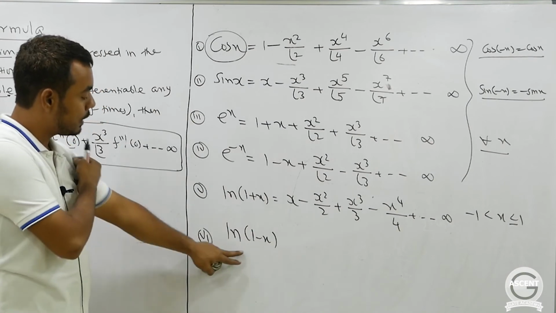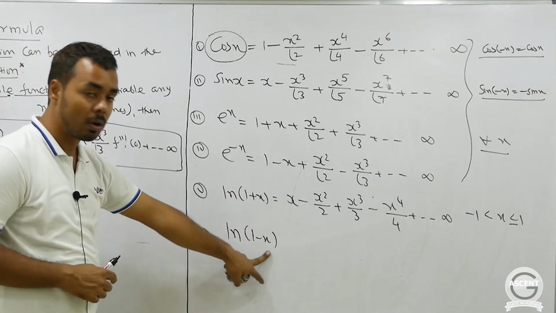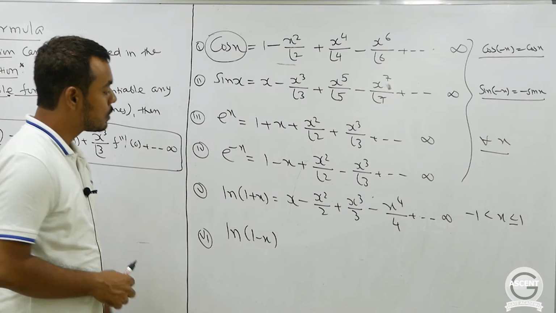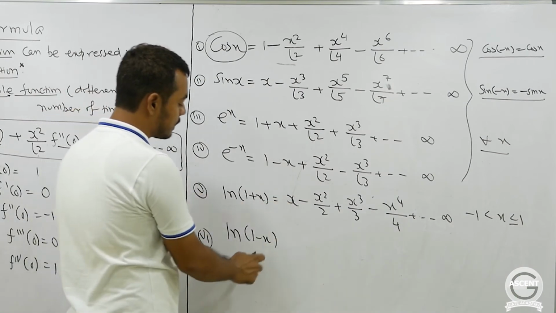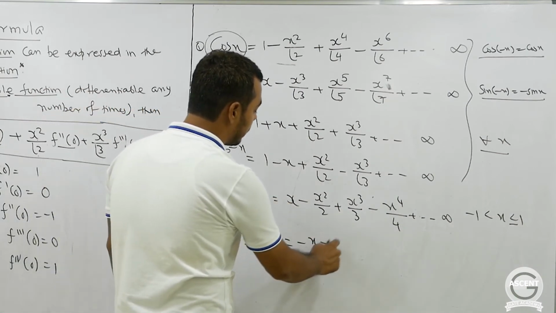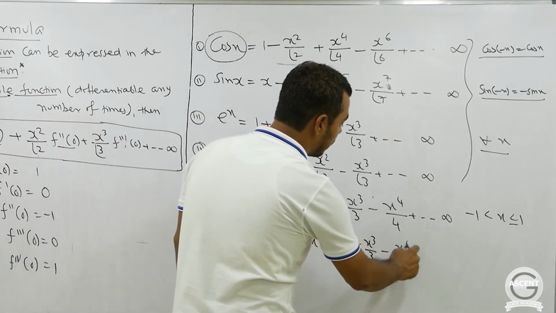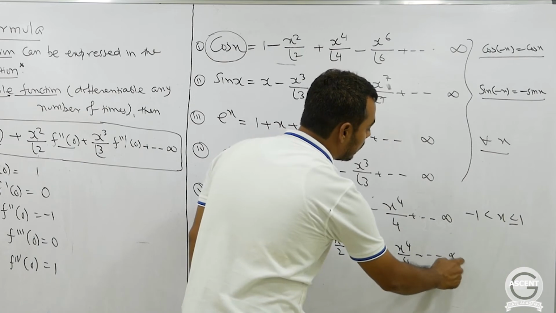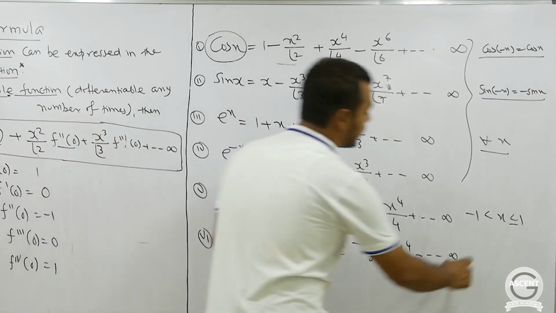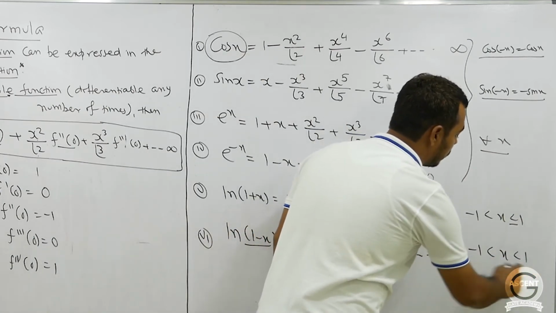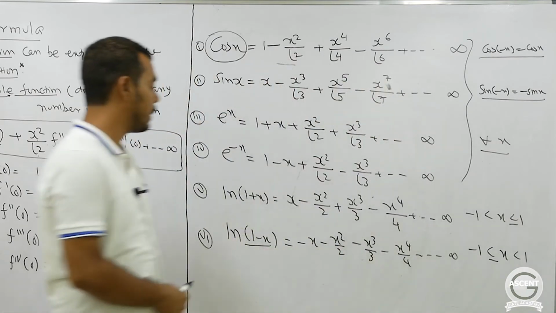And the last formula that you need to know is the expansion of log 1 minus x. So here if you replace x by minus x, then you will get the required formula. So this will be minus x square by 2 minus x cube by 3 minus x to the power 4 by 4 up to infinity. And this is again valid when x is from minus 1 to plus 1, with equality at minus 1.